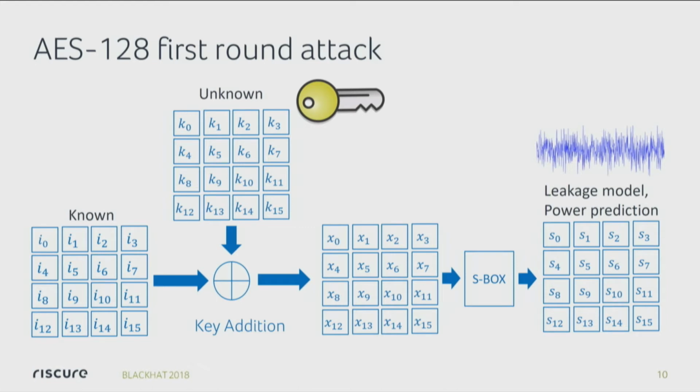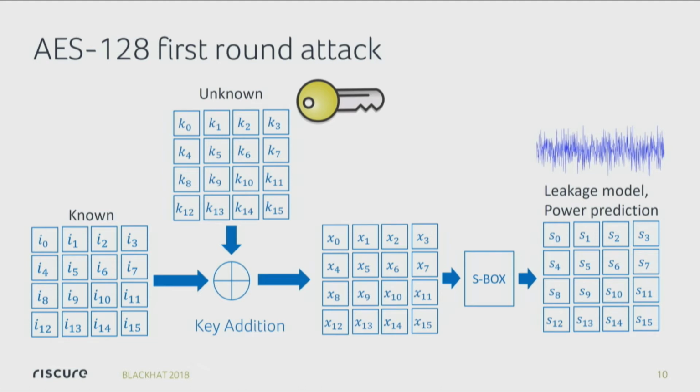Also, this is always probabilistic. So instead of learning exactly what S0 is, we get a probability distribution over all the values for S0, which we can calculate back to a probability distribution over all the values of K0. So it gives us just some statistics on what this key is.